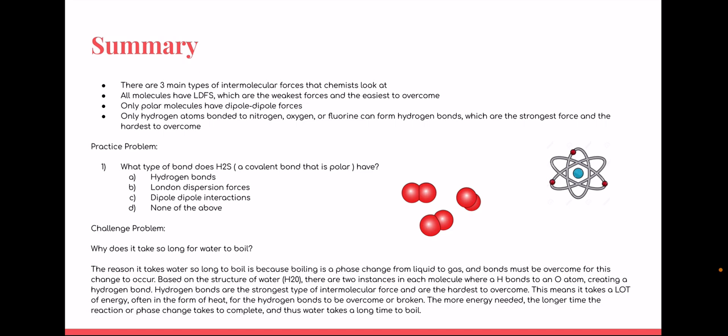The reason it takes water so long to boil is because boiling is a phase change from liquid to gas, and bonds must be overcome for this change to occur. Based on the structure of water, H2O, there are two instances in each molecule where an H atom bonds to an O atom, creating a hydrogen bond. Hydrogen bonds are the strongest type of intermolecular force and are the hardest to overcome. This means it takes a lot of energy, often in the form of heat, for hydrogen bonds to be overcome or broken. The more energy needed, the longer the reaction or phase change takes to complete, and thus water takes a long time to boil.